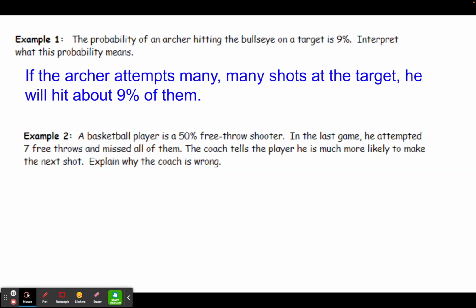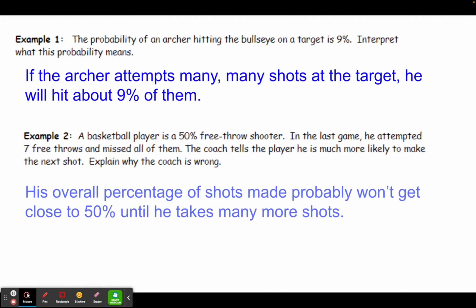Well, we're assuming, again, that each shot is independent. So if a basketball player truly is a 50% free throw shooter, then it should be 50% for each shot. And it doesn't matter what happened on the shot before that or even 7 shots before. So his overall percentage of shots probably won't get close to 50% until he takes many more shots. It doesn't necessarily mean that he's more likely to make the next shot, but if he were to shoot many, then we would see closer to the 50% that we expect.